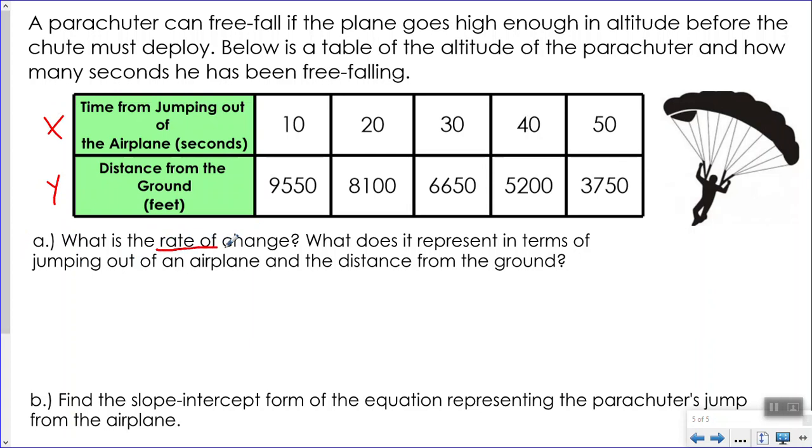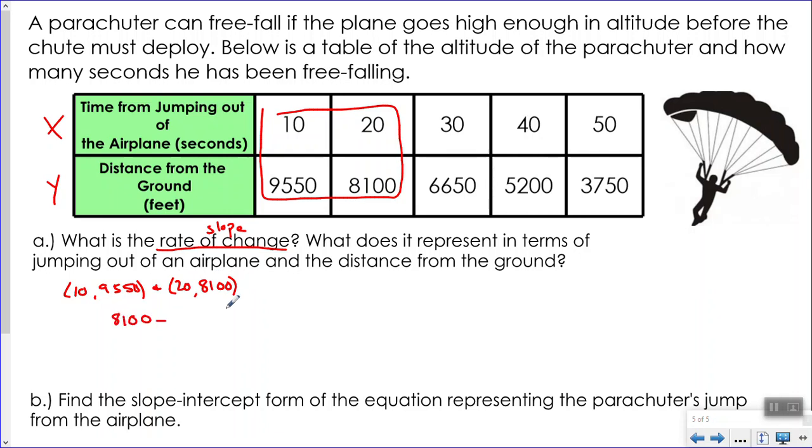In order to find our rate of change, or our slope, remember that we can use any 2 points. So if we just take the first two here, that's the point 10, 9,550, and the point 20, 8,100. So we can substitute that into our slope formula and solve. So we have 8,100 minus 9,550 all over 20 minus 10.